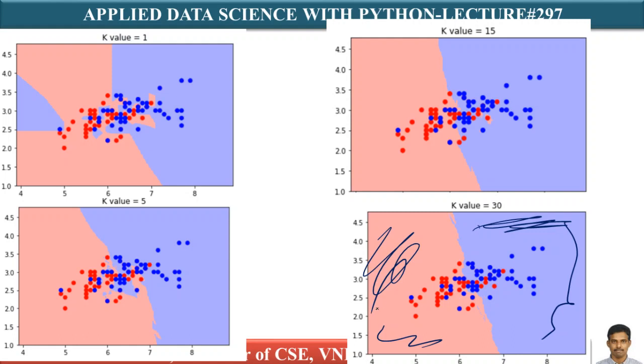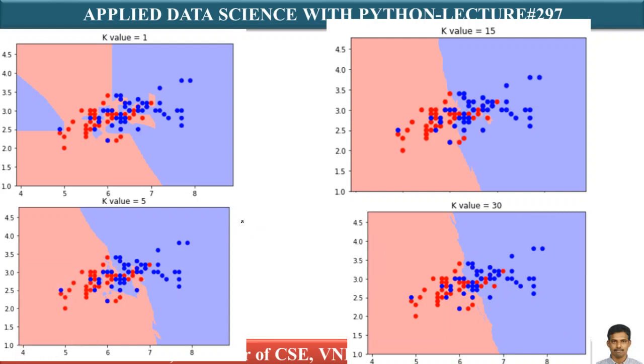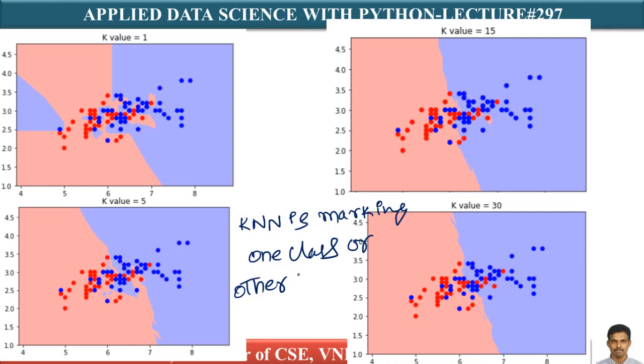What's the difficulty here? KNN is marking one class or the other class, meaning either blue class or red class, even when there are no points.